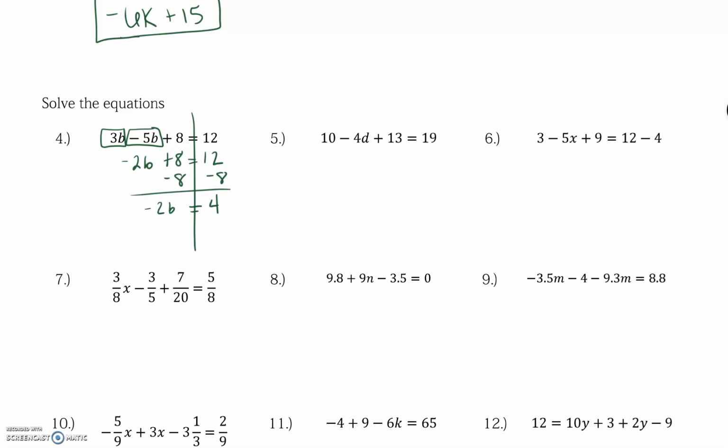Next, I need to get b by itself. So am I going to add, subtract, multiply, or divide negative 2? Right, we're going to divide by negative 2. And what is the solution to this equation? Negative 2.